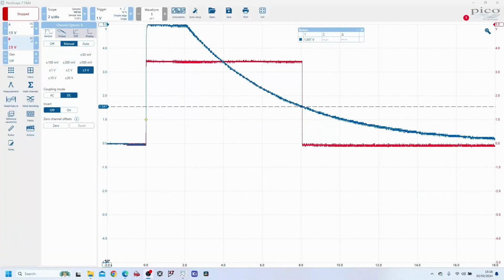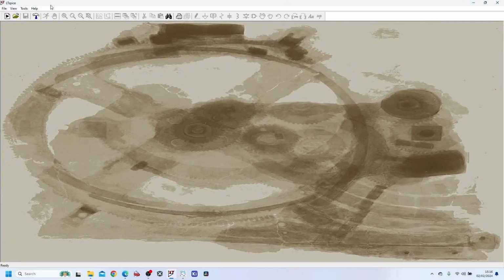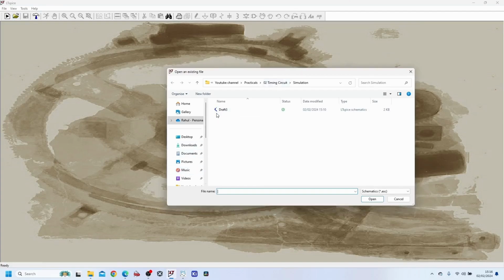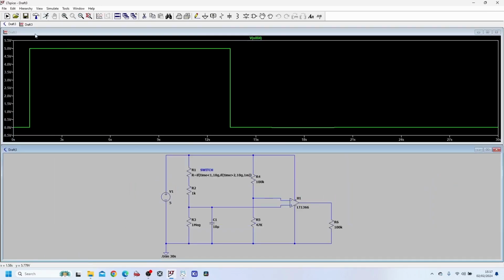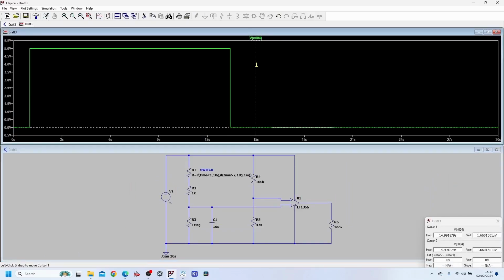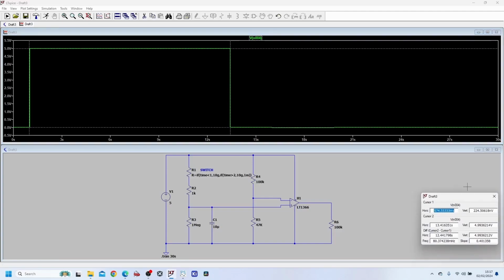On this, we can see what the timing is, pulling in cursors over here, and we'll compare that to the simulation. So we are getting roughly 8.1 seconds. Compare that to our simulation, which had the same components. We were getting an on time of approximately 12 seconds. So obviously, a lot of this is dependent on the tolerances of the components and also the comparator that we've used.